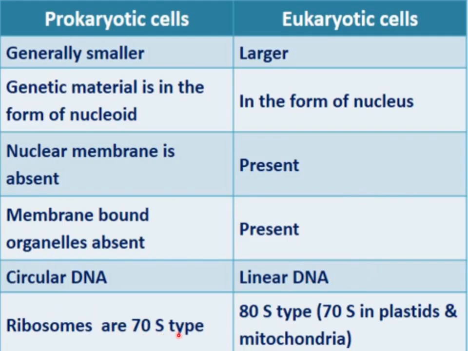Ribosomes are of 70S type in prokaryotic cell, while in eukaryotic cells 80S type ribosome is present, except in plastids. Like I told you that chloroplast and mitochondria have their own DNA. So in mitochondria and chloroplast, 70S type of ribosome is found, but in the cytoplasm, 80S ribosome is present.